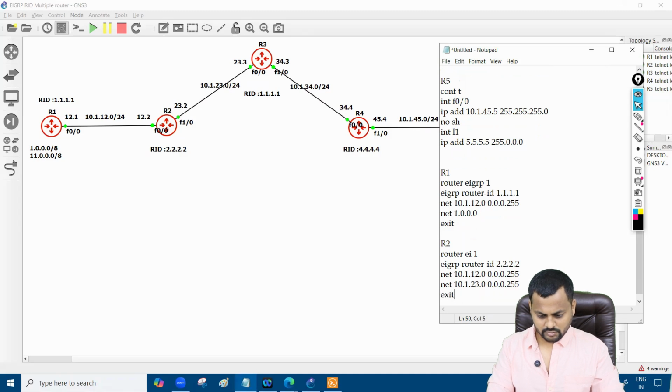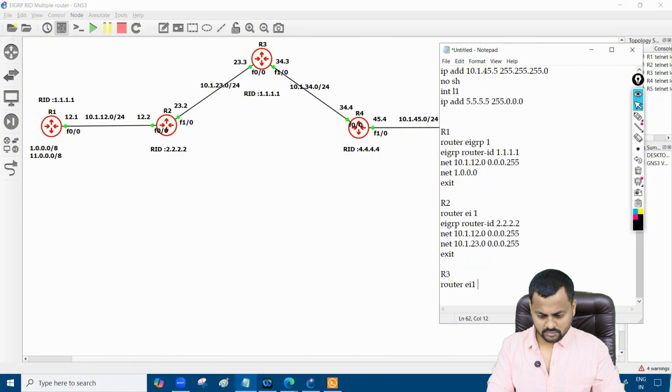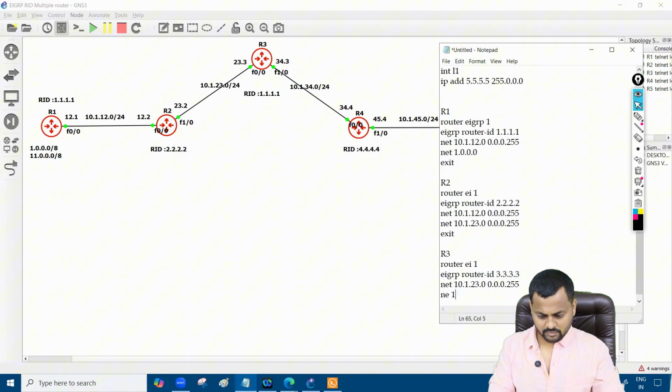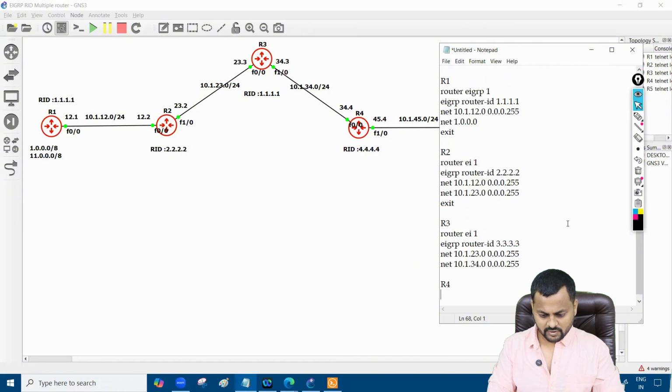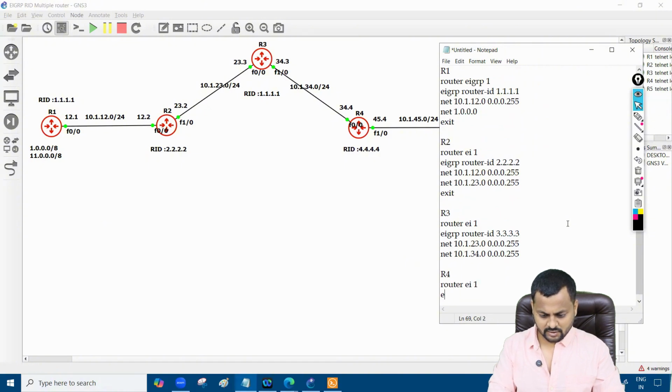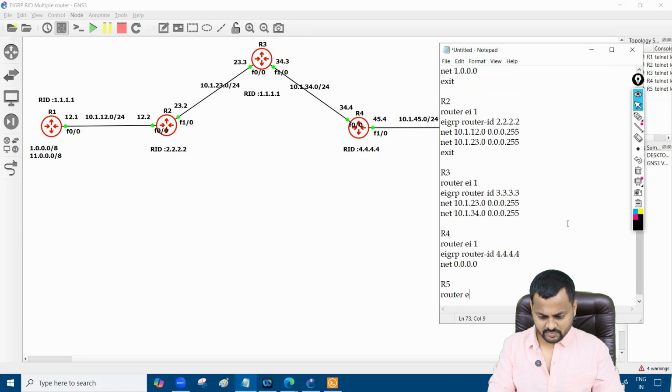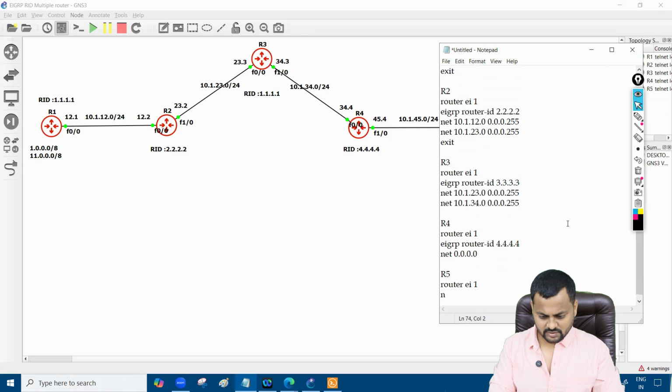2.0, and that's good. 23.0, and that's good. On R3, router EIGRP number 1 and EIGRP router ID will be 3.3.3.3. Network I have 10.1.12.0, not 12.0, it should be 23.0, and network I have 10.1.34.0. So I have these two networks right now, 23 and 34. I advertise them. And same thing on R4 as well. I can use this command line as well. EIGRP router ID will be 4.4.4.4, so I define it manually right now, and network 0.0.0.0. R5 as well, router EIGRP 1, and the network I have, EIGRP router ID will be 5.5.5.5.